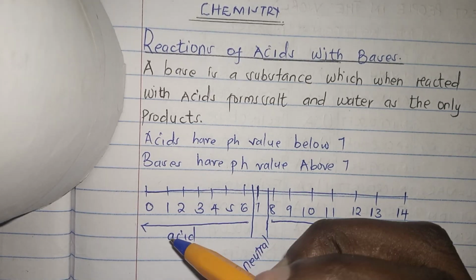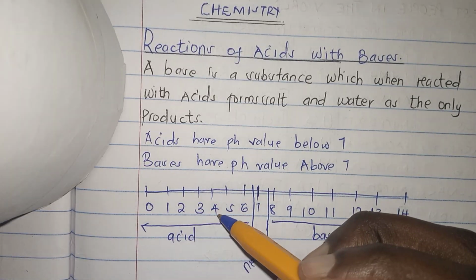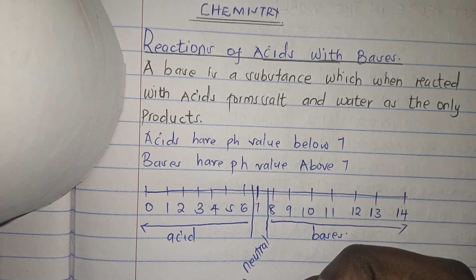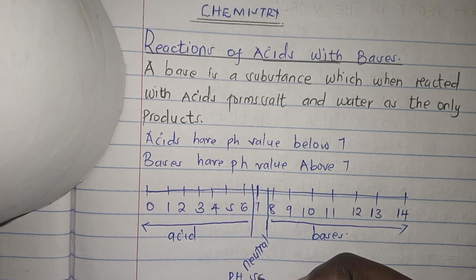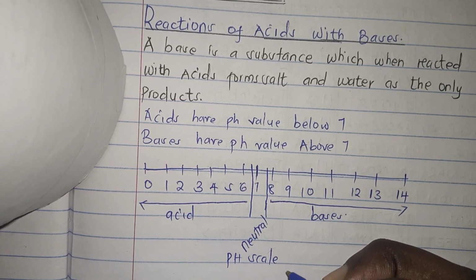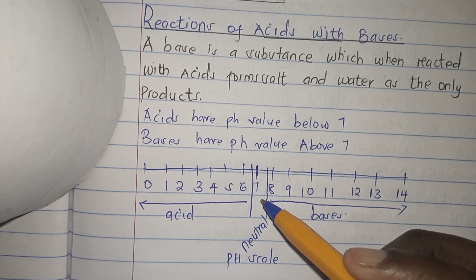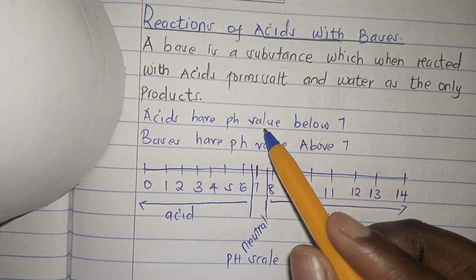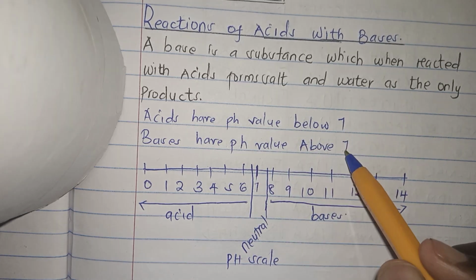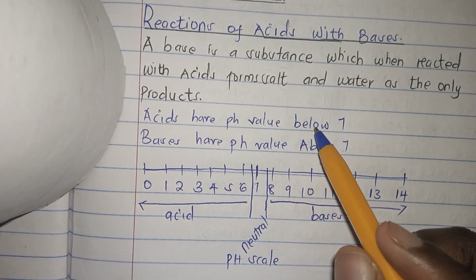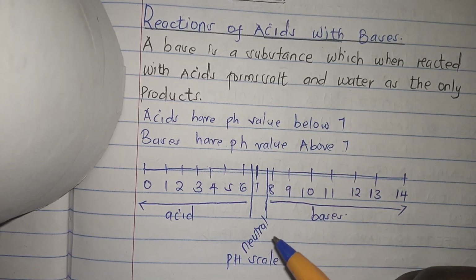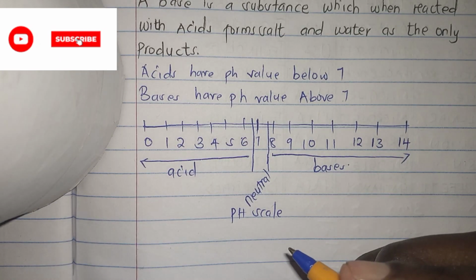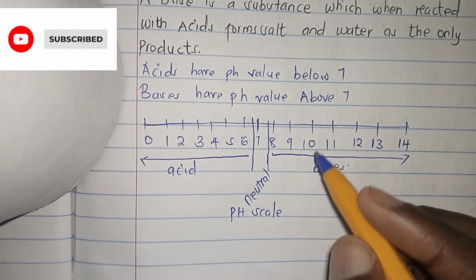Remember, we have strong acids and weak acids. We also have strong bases and weak bases. So if this is my pH scale, 7 is always neutral, and the pH values above 7 are bases, and the pH values below 7 are acidic in nature. So when acids react with bases, they form salt and water as the only product.